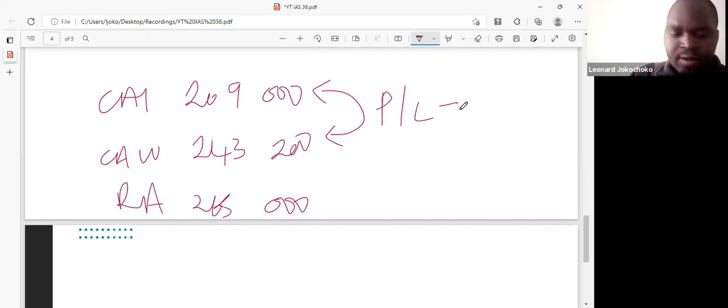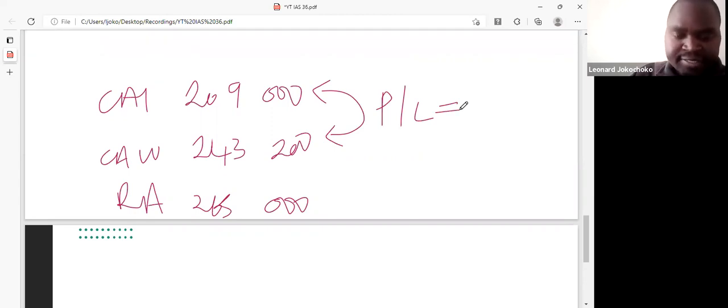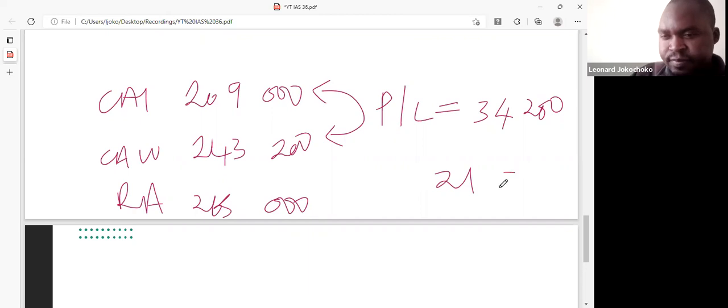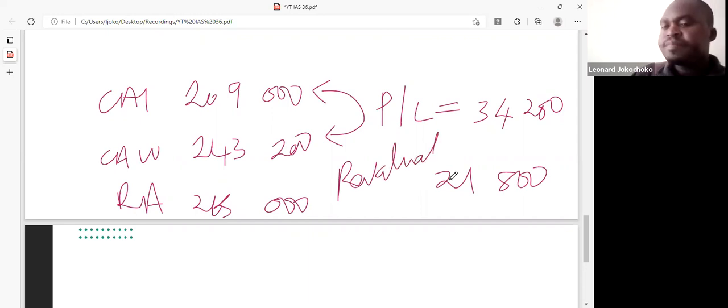In this case, therefore, we'll go and record 243,200 minus 209,000. We recognize 34,200 as a reversal of an impairment. That is, it is treated as an income in the profit and loss account. And then the increase from 243,200 to 265,000 is recognized as a revaluation. 265 minus 243,200, we have 21,800. The 21,800 is taken as a revaluation to our other comprehensive income.